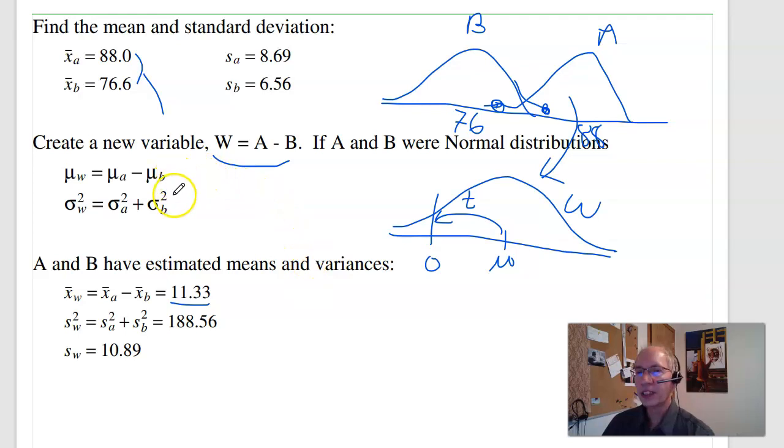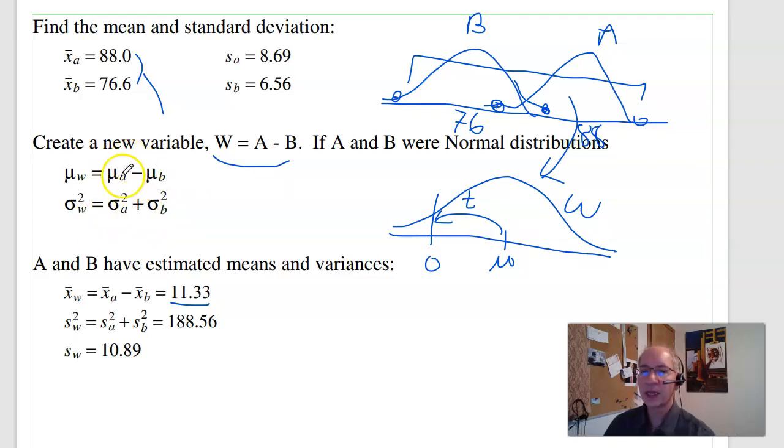The variance adds, it doesn't subtract. And that kind of makes sense because if it subtracted and B had a bigger variance than A, I would have a negative variance. That doesn't make any sense. And the variance also adds because I could get a low B and a high A, giving a bigger spread. A bigger spread means a bigger variance.